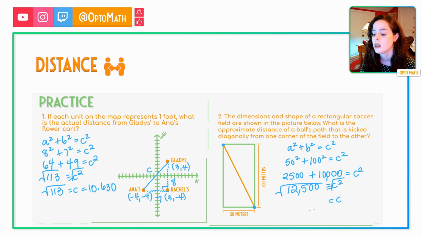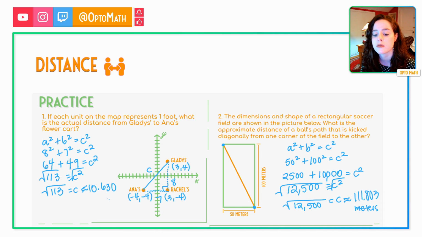So C is the square root of 12,500, which is approximately, now we should have really said approximately equal to over here, because we're approximating, we don't have all that decimal. So that's approximately equal to, that's about 111.803. And we're actually given units here, meters. So that's that many meters.